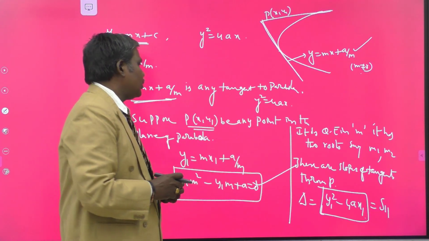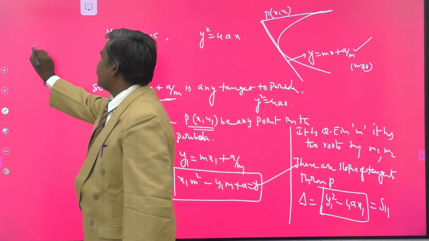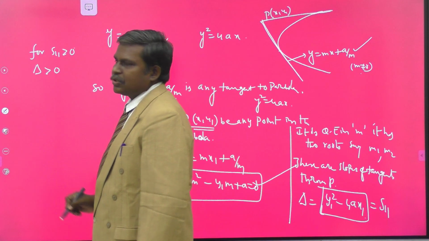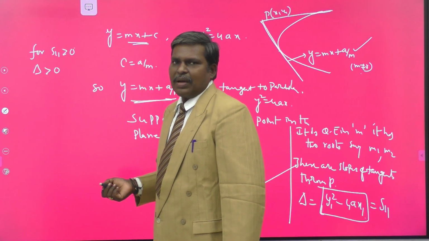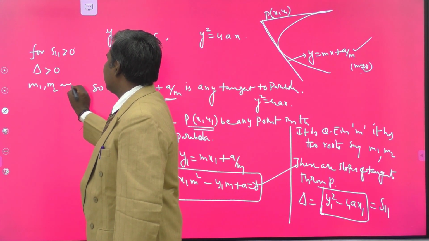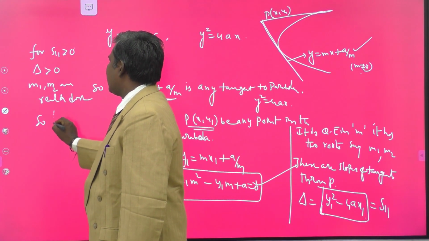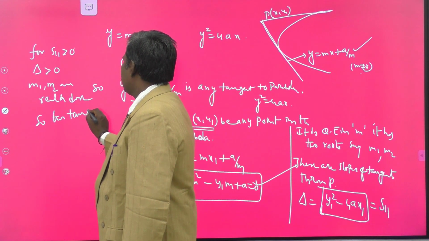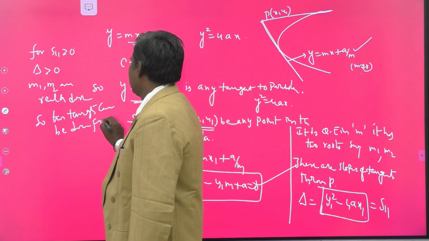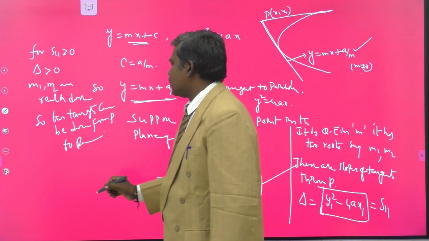This is the way to prove the theorem. So, delta is S11. For S11 greater than 0, that means delta greater than 0. So, the roots of M, M1 and M2, are real and distinct. So, two tangents can be drawn from P to the parabola.